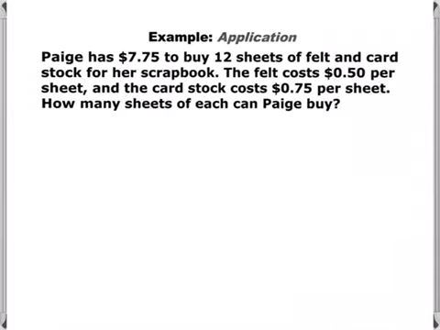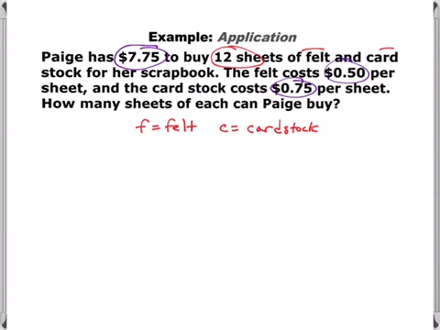So this is another one of those problems where we have to deal with two different situations. Money, and then total number of items, sheets of felt and cardstock. So let's say F is felt and C is cardstock. So that means for sheets of felt and cardstock, we know that the number of sheets of felt plus the number of sheets of cardstock should equal 12 total sheets. So we have our quantity down.